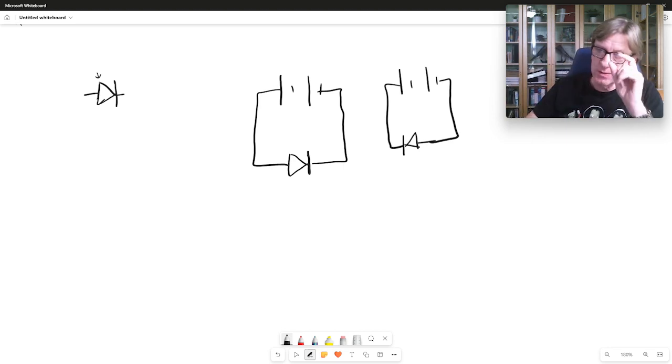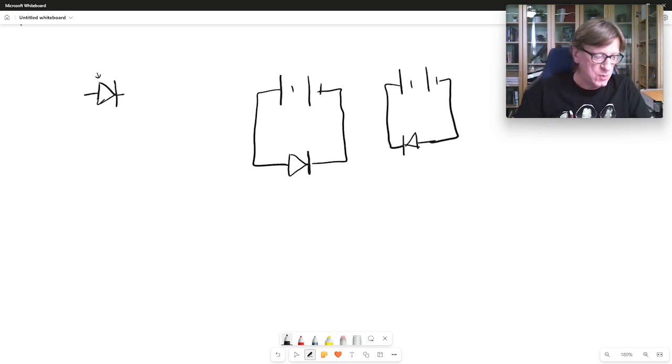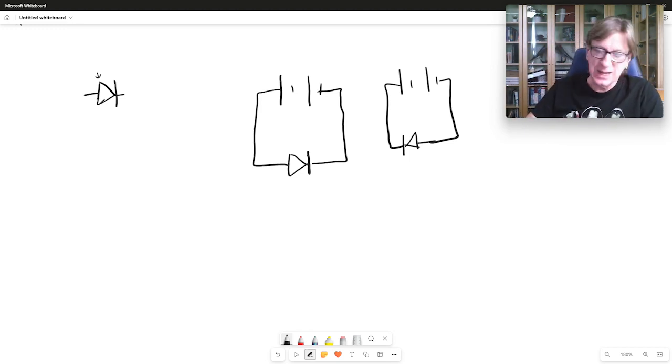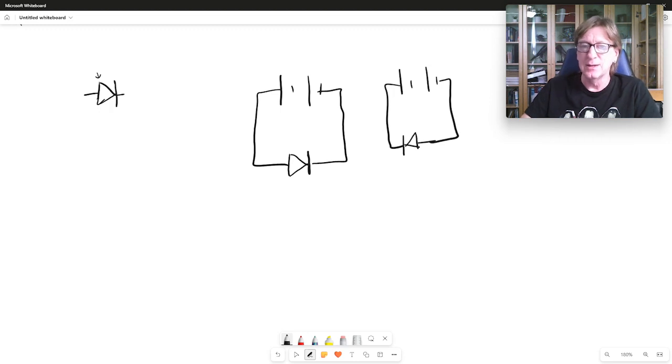So on the actual physical piece, generally speaking, they're going to label the cathode by a stripe on there. And remember that the cathode is your negative side. So that's the side that's going to connect to the negative side of your battery or to ground or whatever you happen to need. So it's really important that you look at the diode physically to say, okay, where is that?